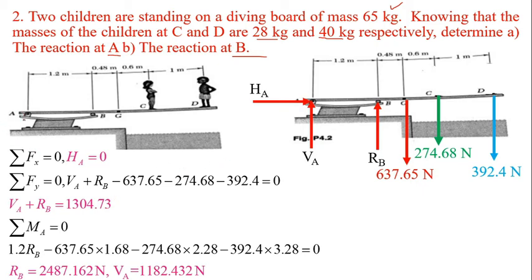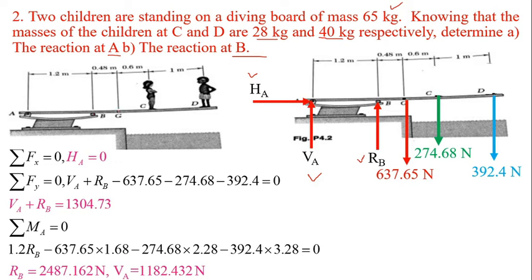So, let us remove this pin at A and replace it by two reactions HA and VA, assuming that HA is acting to the right and VA is in the upward direction. Come to point B. Point B is a roller support. This is a roller in between the plank and the support. So, remove that roller and replace it by a single reaction RB acting in the vertical direction.